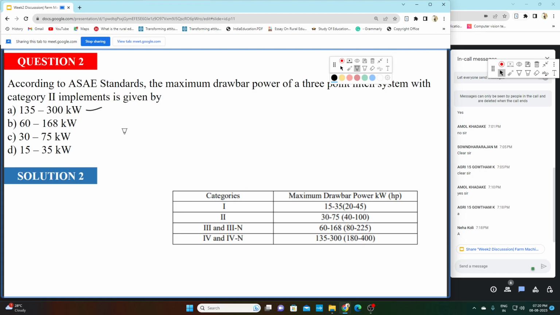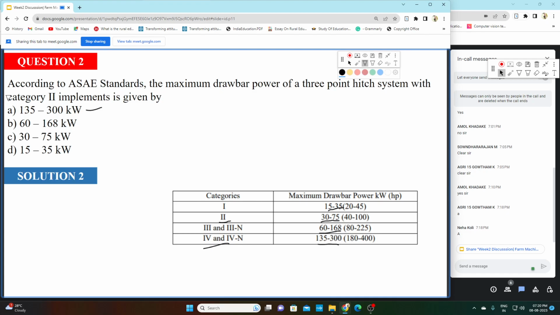So we are dividing the tractor into four types, based on the maximum drawbar power available. Category 1 tractor, that the drawbar power is between 15 to 35 kilowatt. Category 2 tractor, your drawbar power is between 30 to 75 kilowatt. Category 3 tractor, that is 60 to 168 kilowatt, and category 4 tractor, that is 135 to 300 kilowatt.